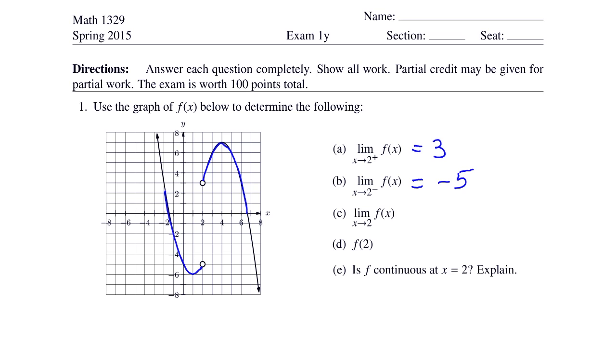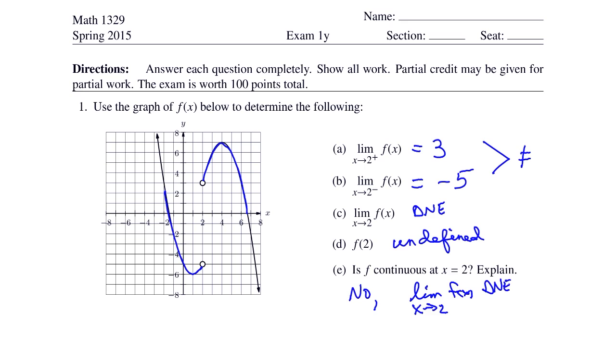The limit as x goes to 2 does not exist because the two one-sided limits are different. F of 2 is undefined because there is no solid dot up or down where x is equal to 2. Both of the function pieces have open holes on them, so that is not a value, and then there's no other dot anyplace else. And because of that, f is not continuous at x equals 2. And you could put down either one of these two reasons: the limit as x goes to 2 of f of x does not exist, or f of 2 is undefined.